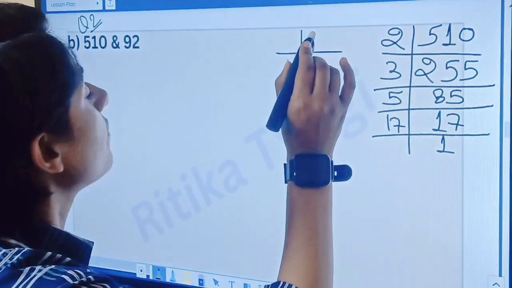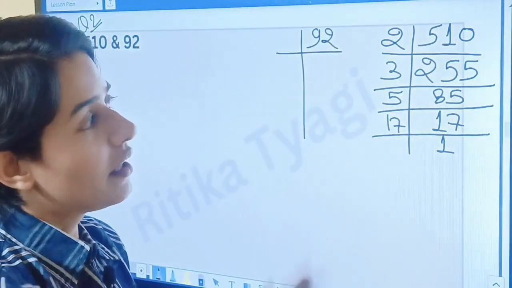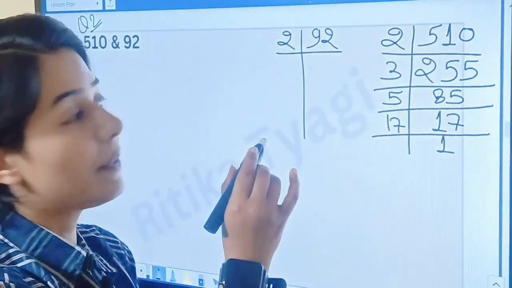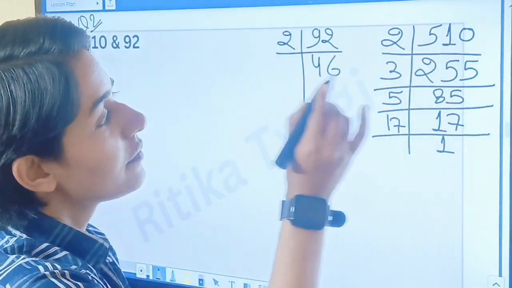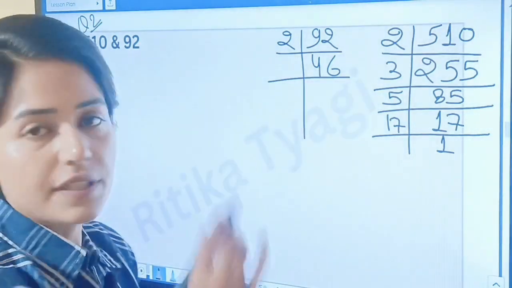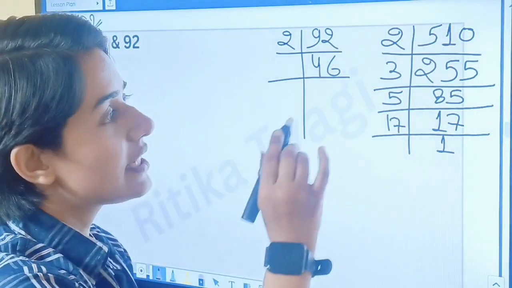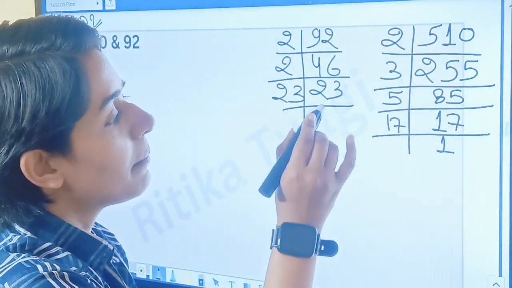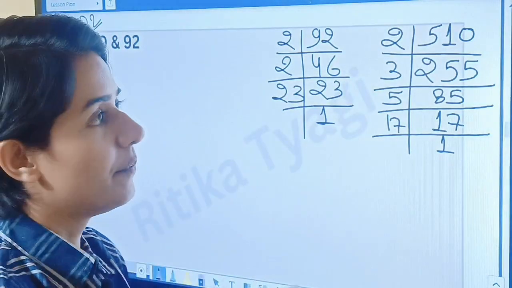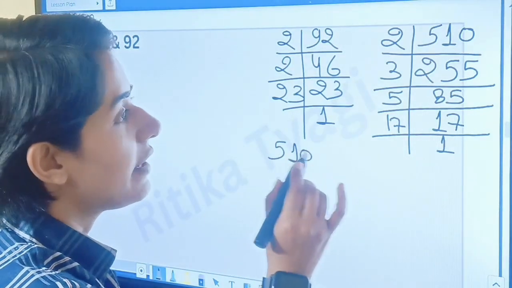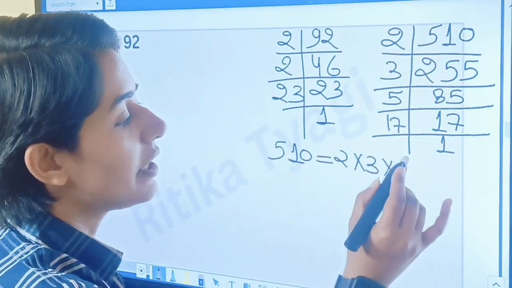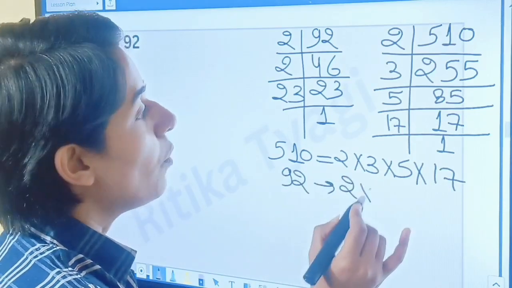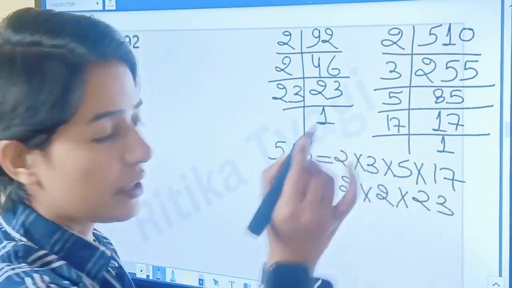We have to factorize 92. Here 92 is an even number because the unit digit is even. So we have to divide it by 2 and we get 46. Now 46 is also an even number because the end digit is 6. So further dividing by 2, we get 23. And 23 is a prime number which is divisible by itself. So the factors of 510 are 2 multiply 3 multiply 5 multiply 17. And the factors of 92 are 2 multiply 2 multiply 23.